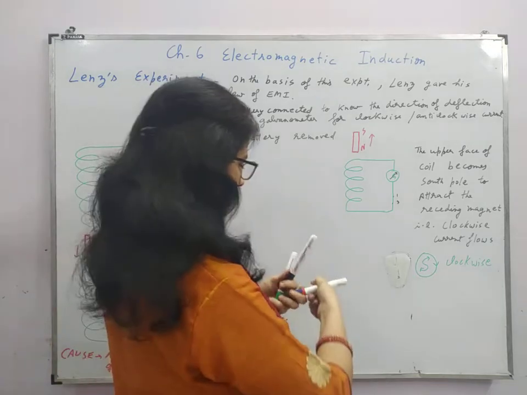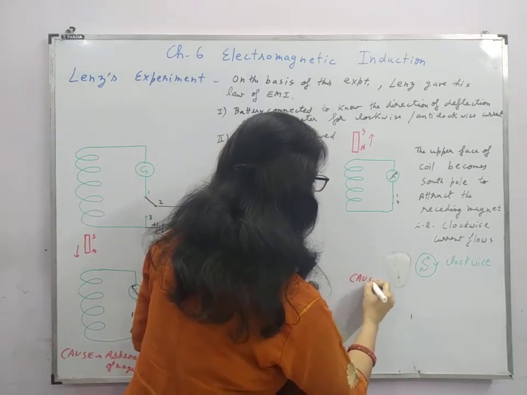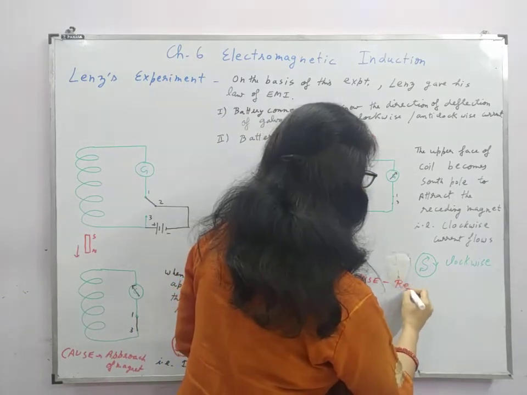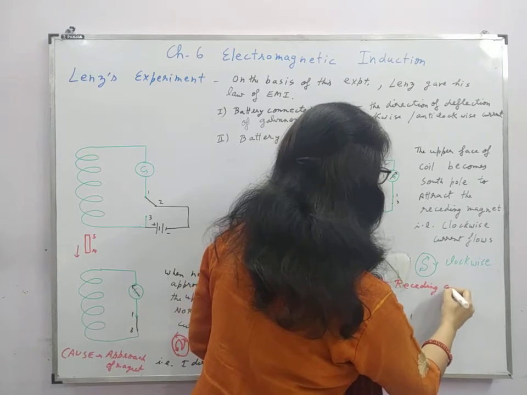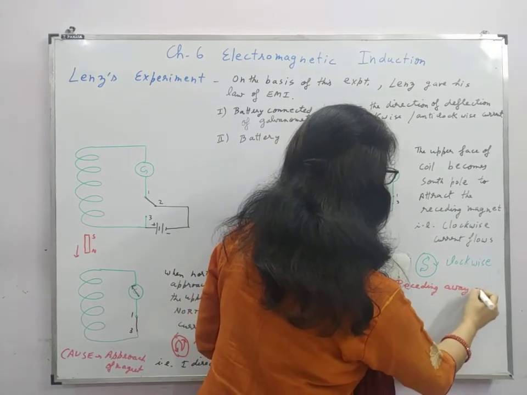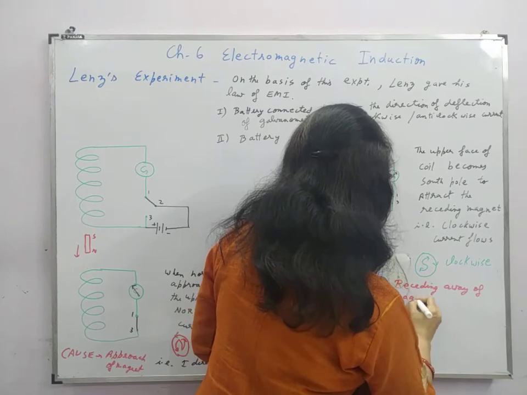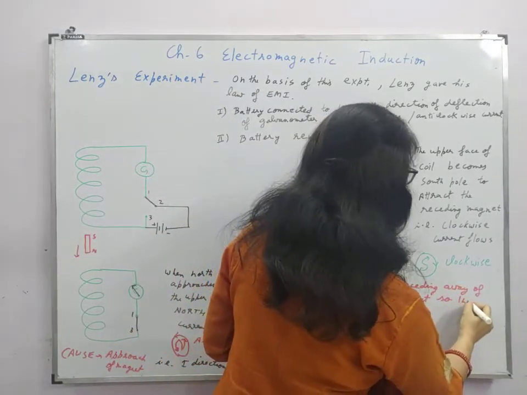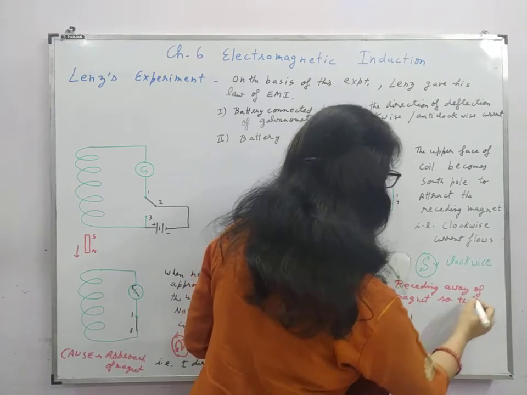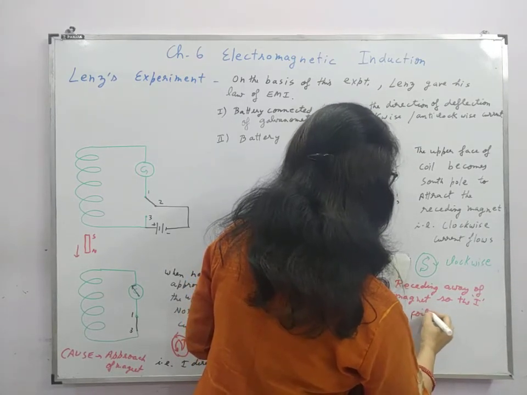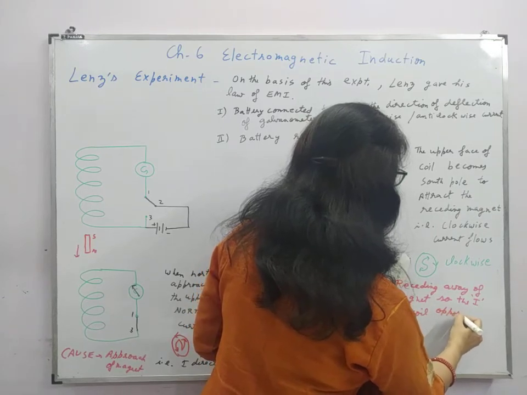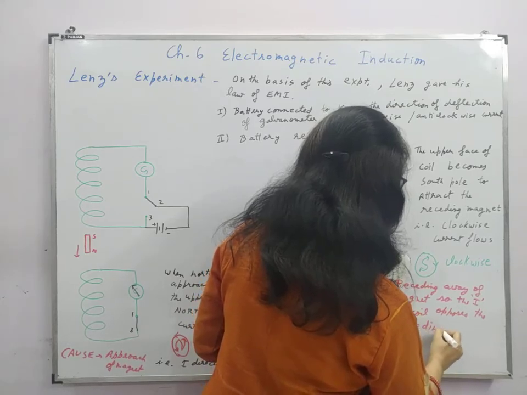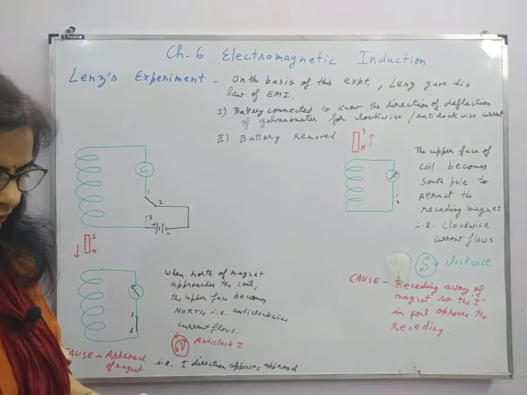Here the cause is the receding away of the magnet. So the current in the coil opposes the receding, right? I hope this is clear from here.